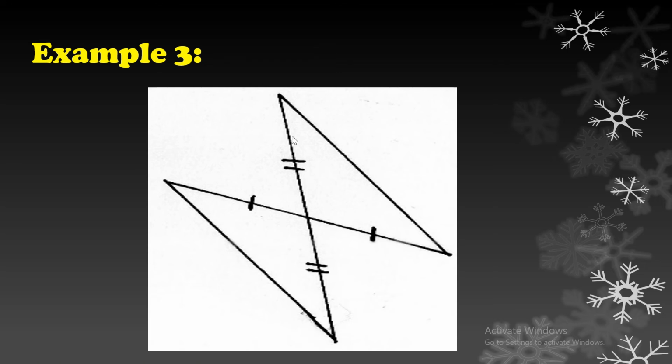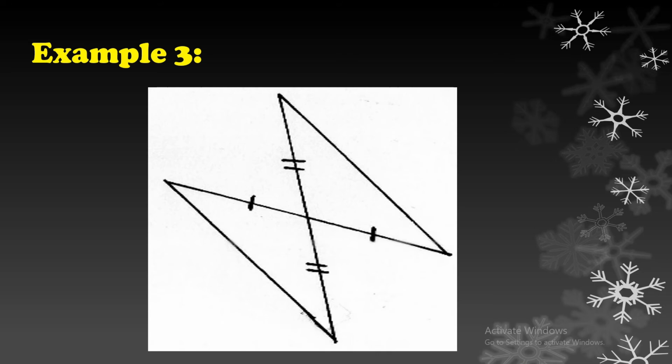So with that, we already have two pairs of corresponding congruent sides and a pair of congruent angles. And those angles are the included angles of the two given pairs of congruent sides. Therefore, with that, we can now prove that the two triangles are congruent using the SAS postulate.